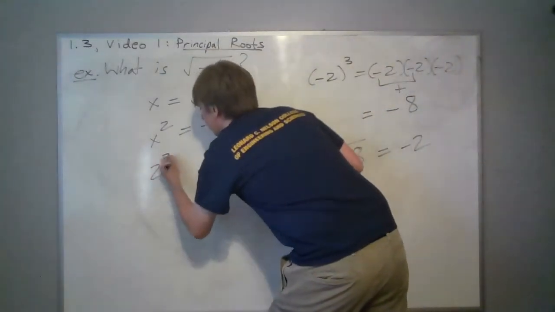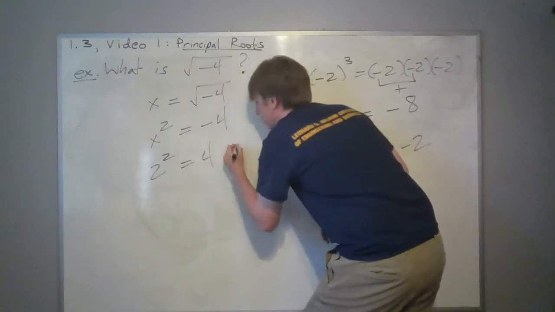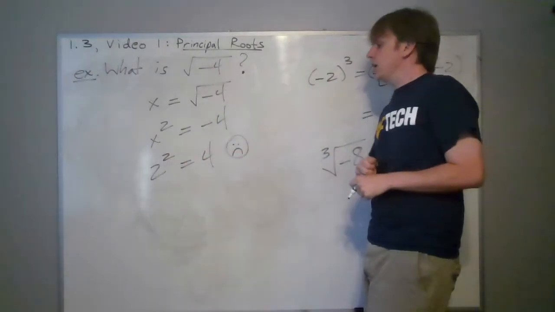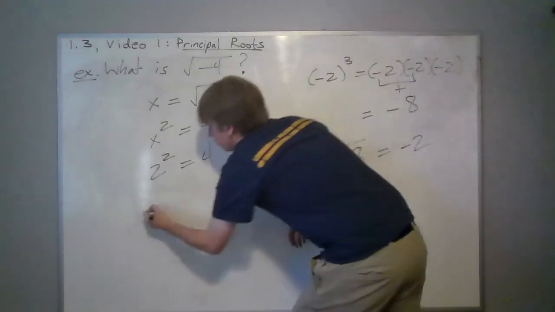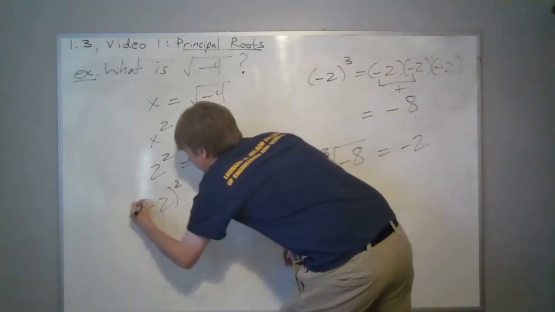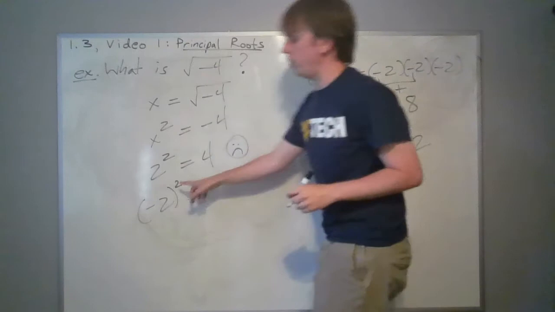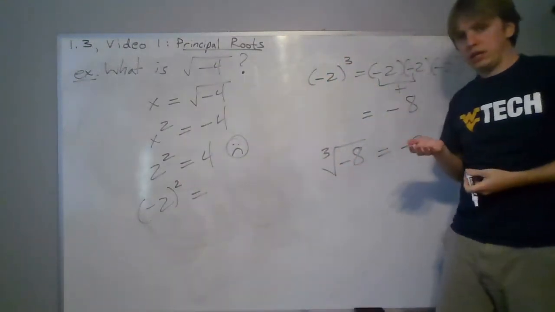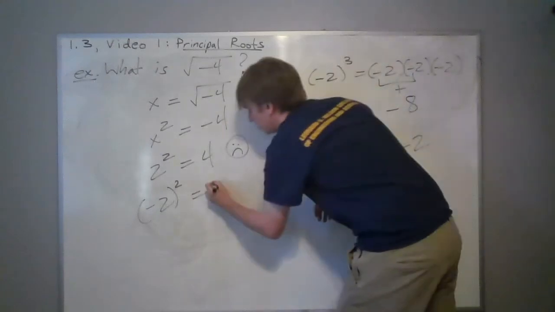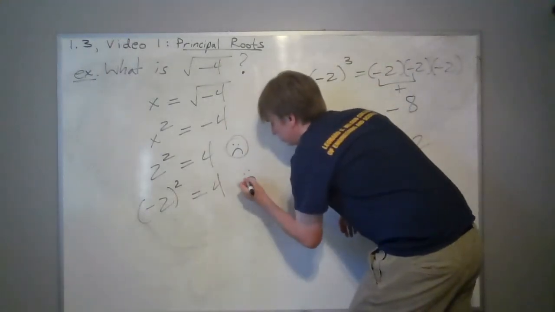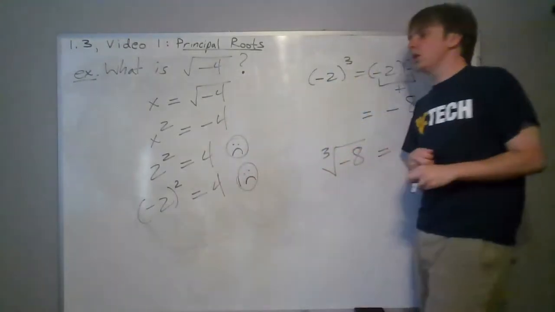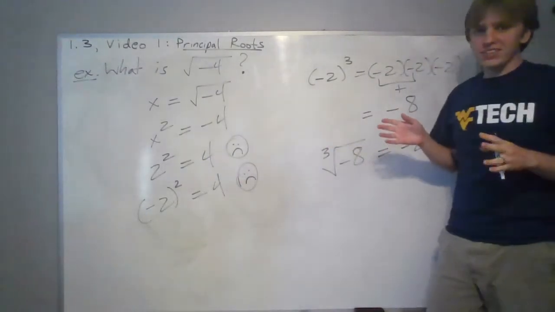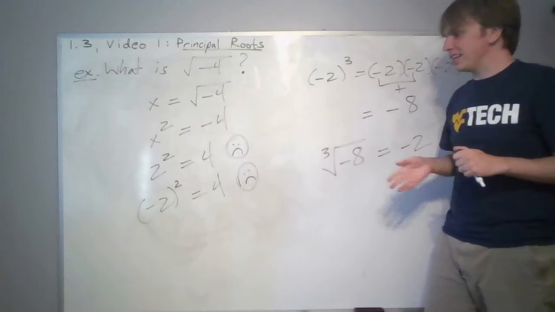2 squared would be 4, which is not what we're looking for. Sad face. Maybe it's -2. -2 squared would be -2 multiplied by itself 2 times. But a negative times a negative spits out a positive, and so this is also a positive 4. Also, sad face. You can try as many other numbers as you want. You're not going to find an answer that multiplied times itself spits out a -4.